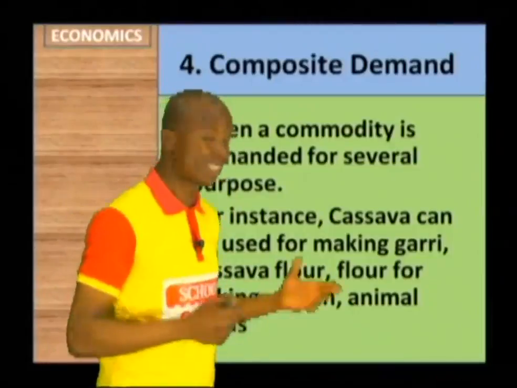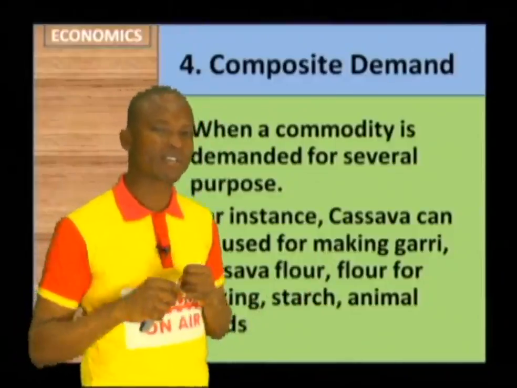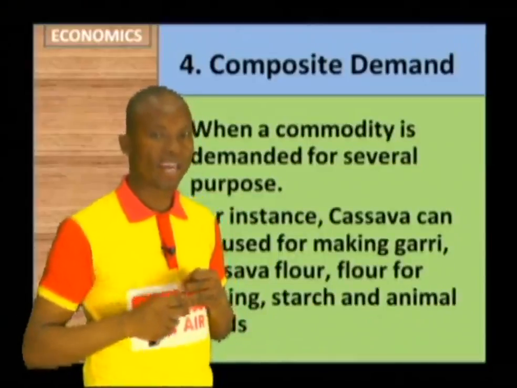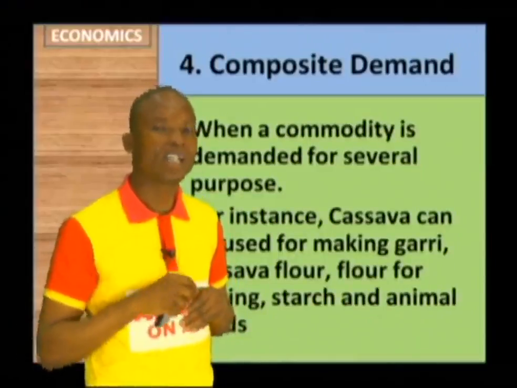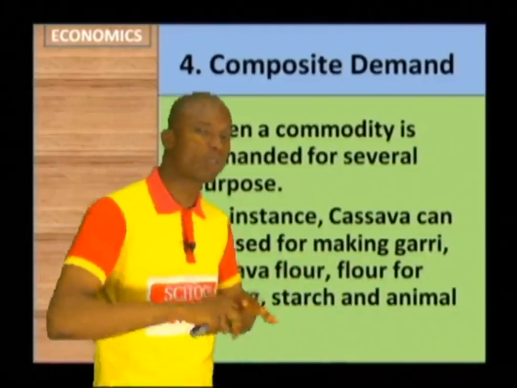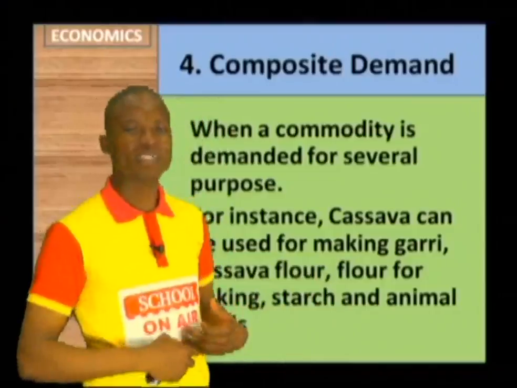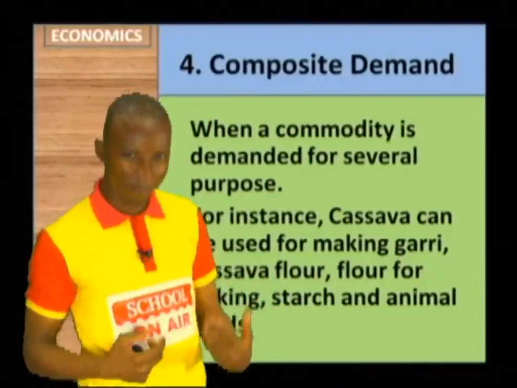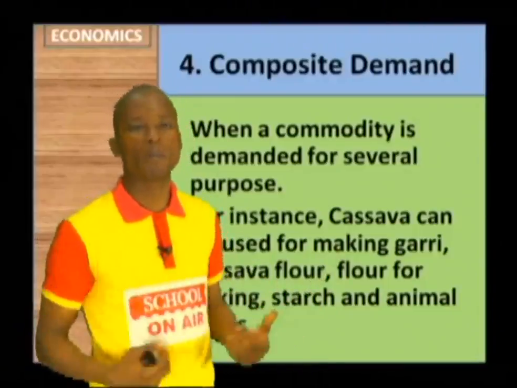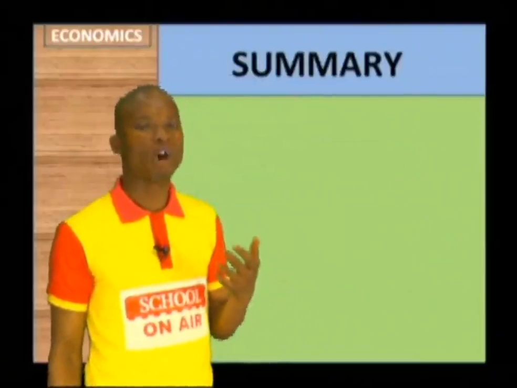For instance, cassava has multiple uses. We can use cassava to make animal feeds. We can use cassava to make fufu. We can get gari. We can get cassava flour. We can make starch. We can even make cassava flour for baking. So as a result of the multi-purpose nature of cassava, if someone buys cassava, you cannot predict authoritatively the purpose for which the cassava is being purchased. So commodities that serve multiple purposes are referred to as having a composite demand.